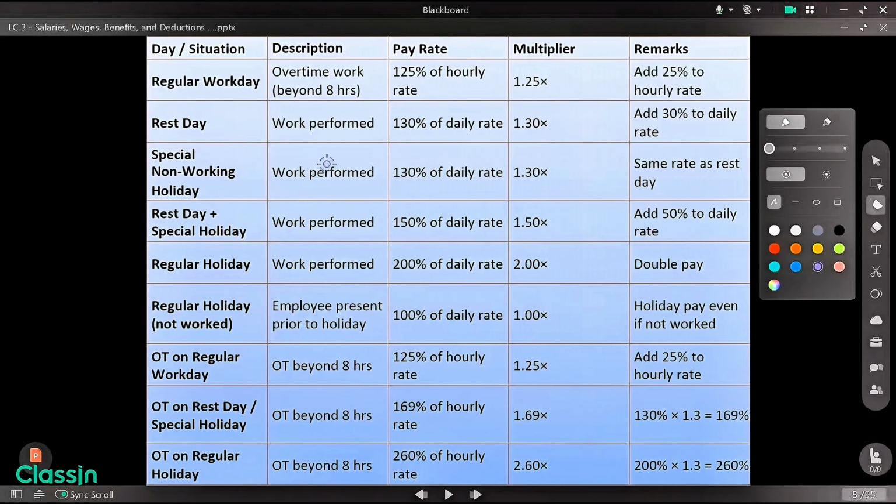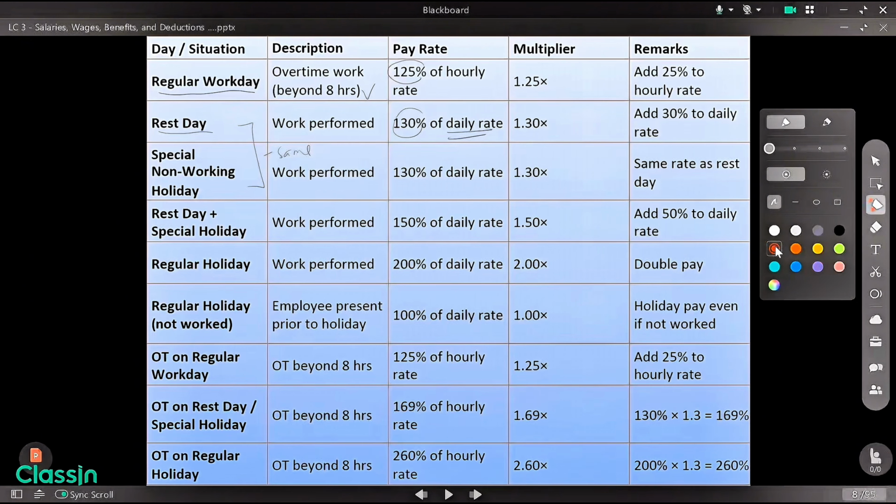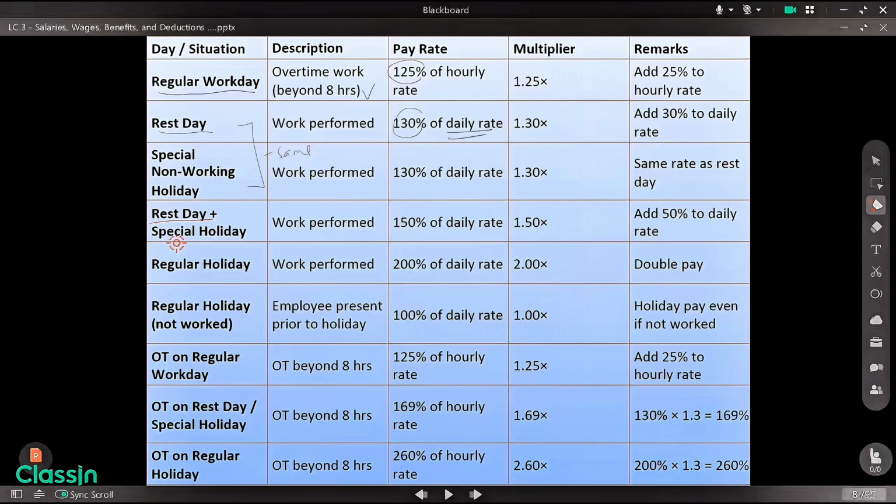So in here, regular workday, beyond 8 hours, the pay rate is 125% of the hourly rate. But if you perform the work during rest days, it is 130% of the daily rate. Same with a special non-working holiday. But if your work happened during a rest day plus special holiday, the daily rate will be 150%.